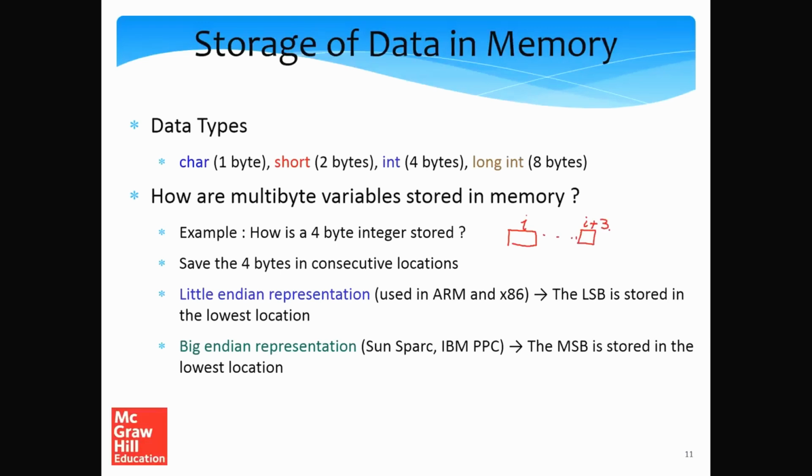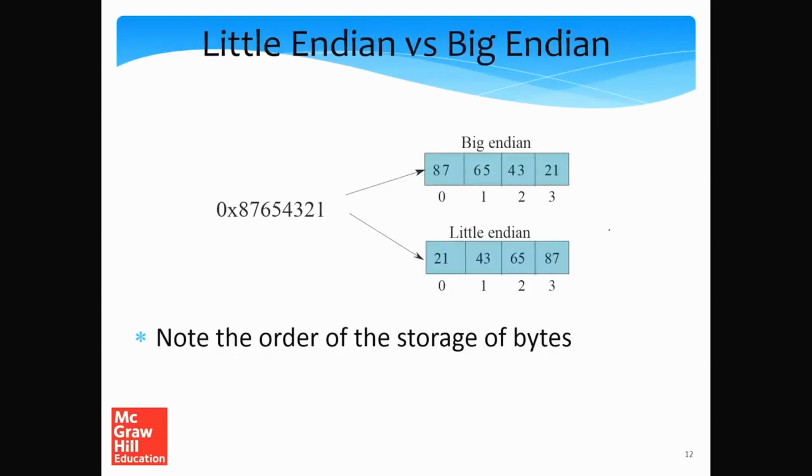So there are two ways in which we can store data. One is called a little endian representation. This is used in the ARM and x86 family of processors. Here the least significant byte is stored in the lowest location. We shall see a visual depiction of this on the next slide. Then we have the big endian representation used by Sun Spark and IBM Power PC. Here the most significant byte is stored in the lowest location. So let's take a look at examples of this.